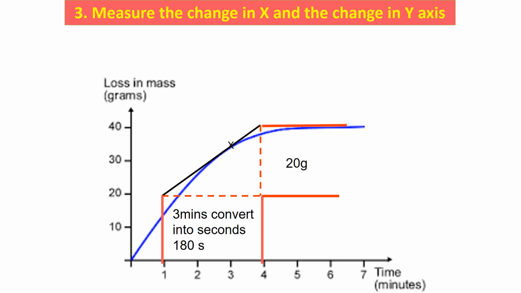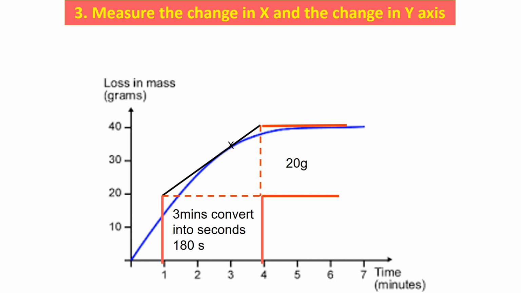And then we measure how far it's gone up. So it stops at 40 here and stops at 20 here. So 40 minus 20 is 20. So that's 20 grams here. So we've got a rise of 20 and a run along of 180 seconds.